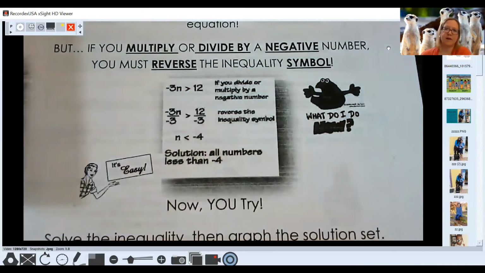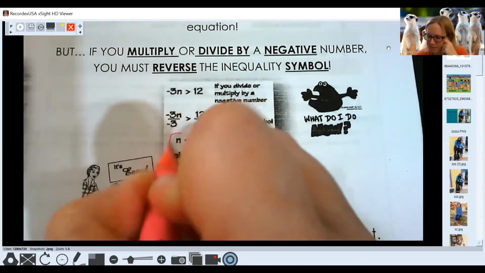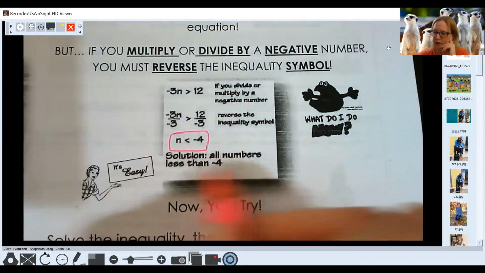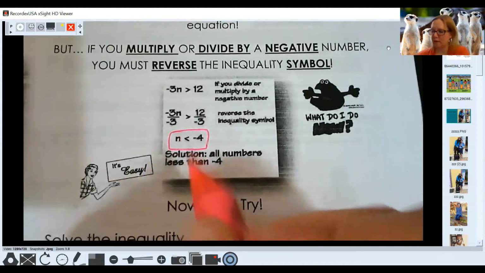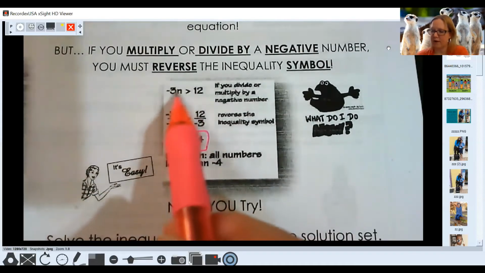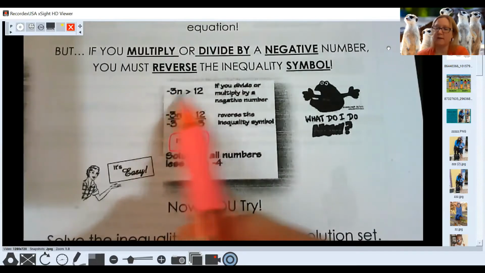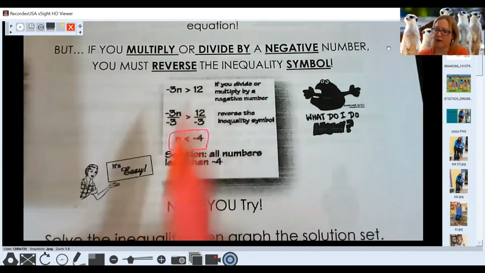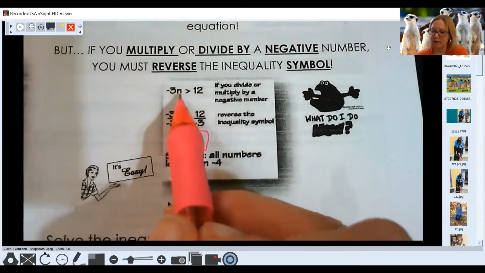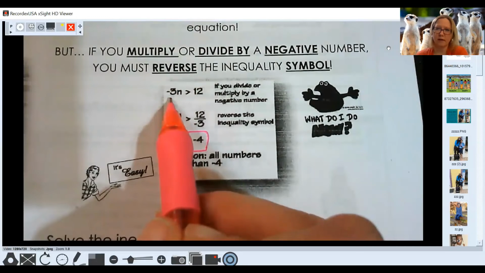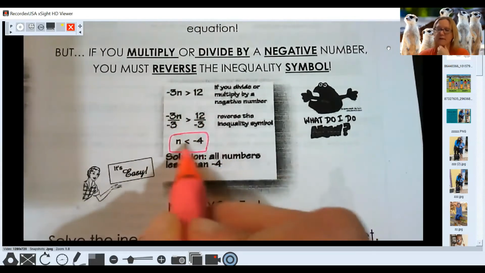Now let's test that out. Okay, so for this to be true right here, as I said, the solution is all numbers less than negative 4. So for instance, negative 5 would be a solution. If I plug in negative 5 right here, negative 5 times negative 3 is 15. 15 is greater than 12. Okay, if I were to choose, we'll say negative 100. Negative 100 times negative 3 is 300. 300 is greater than 12. Okay, so you can see that this is true.